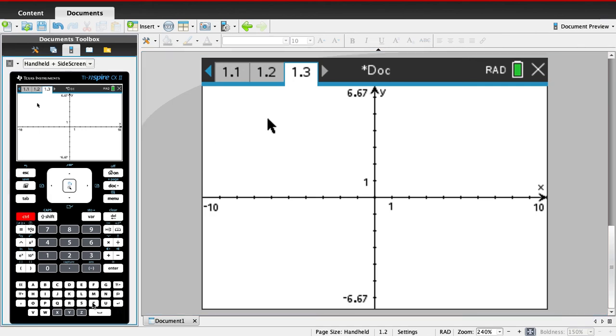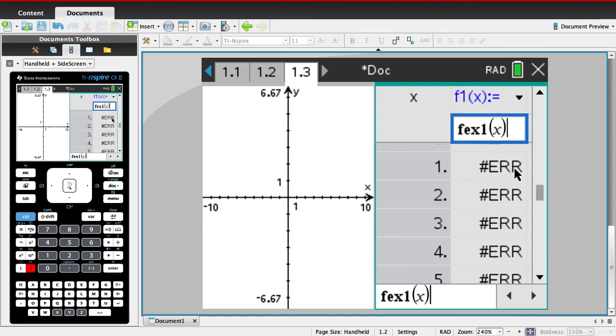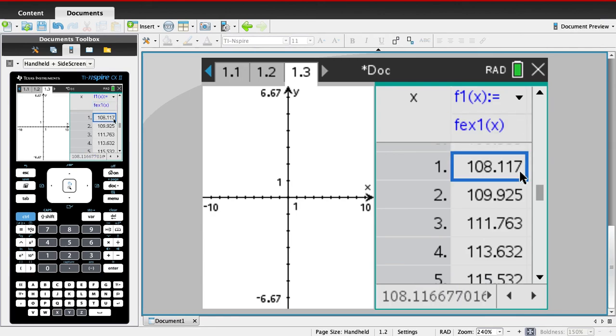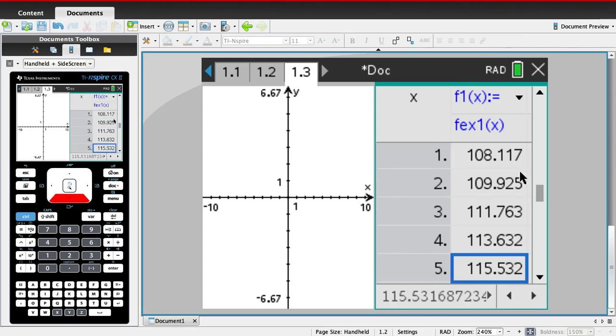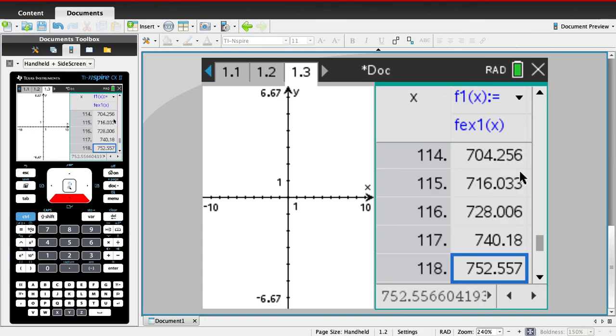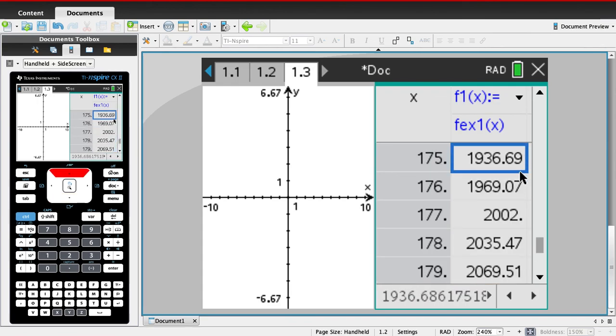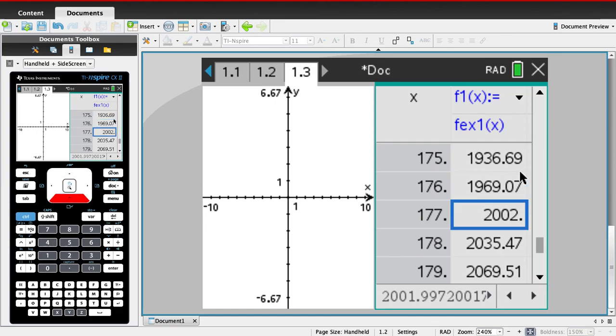And I'll look at my table. Whoops. Hold on, let me try that again. There we go. And I'm looking to see when I would have approximately 2,000 cases. So I'm looking. All right. So approximately at 177 days.